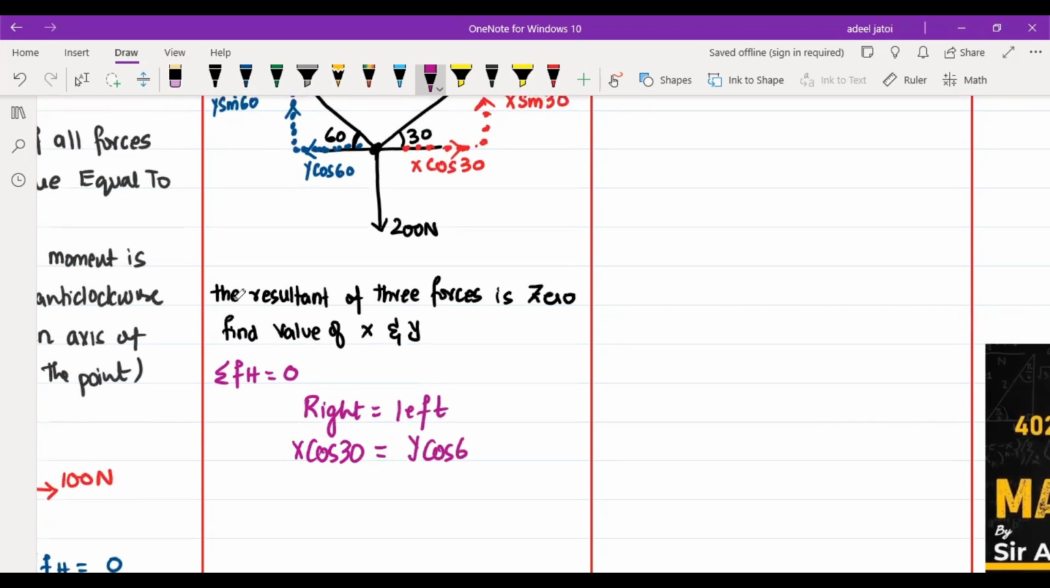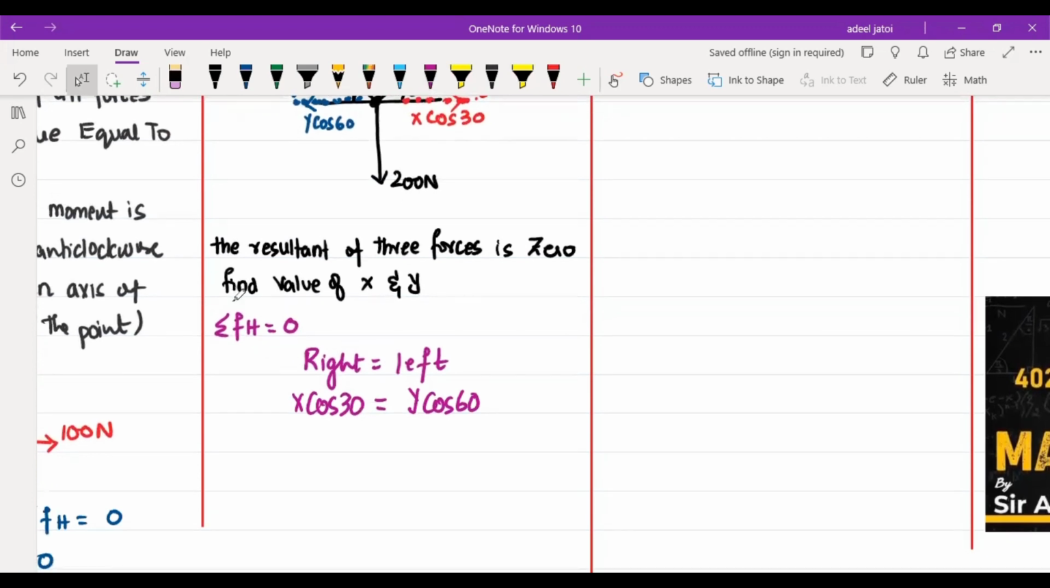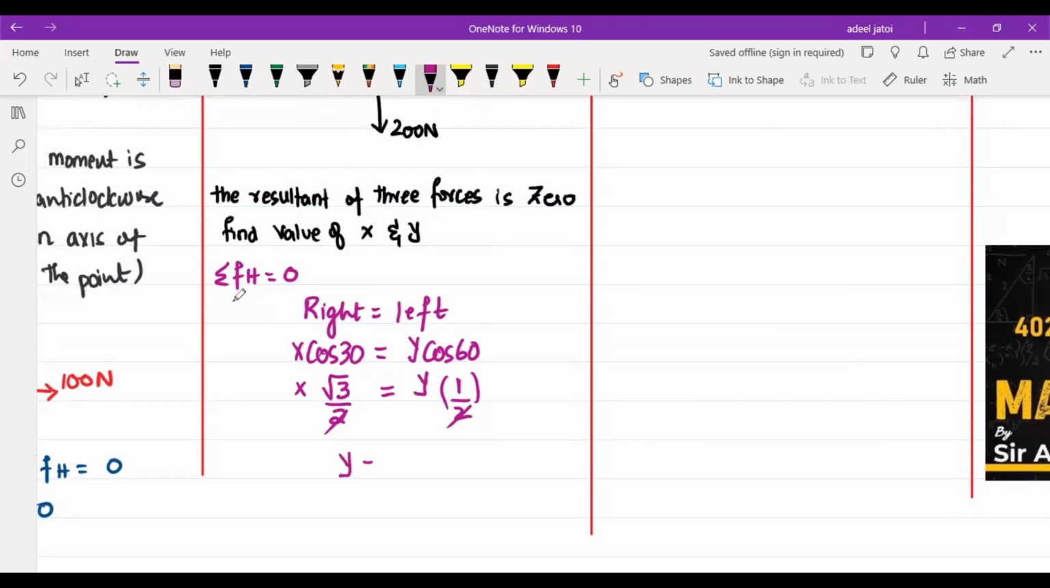y cos 60. Knowing that cos 30 is root 3 upon 2, this should be root 3 upon 2 x is equal to y times cos 60, and cos 60 is 1 upon 2. So if 2 and 2 cancel, we are left with y equal to root 3 x. Now this becomes your equation 1.